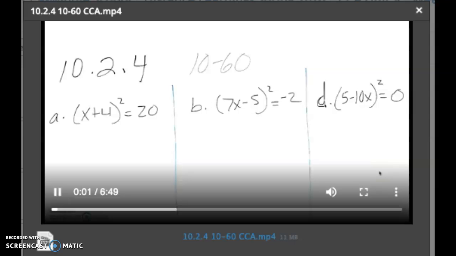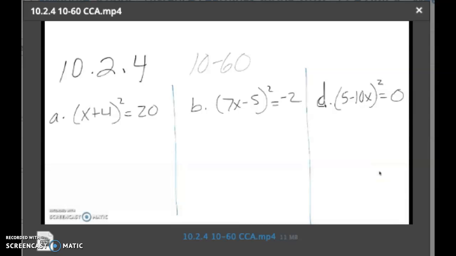This is lesson 1024, problem 1060. In this problem, we are given our quadratic equations in perfect square form, and our goal is to see if we can figure out how many solutions each of these problems have, okay? And as we're solving these, we want to pay attention to how we might determine what a shortcut would be to figure out how many solutions an equation would have. So I'm going to do A, B, and D with you, and then you'll have to go back after this video and try C, E, and F on your own.